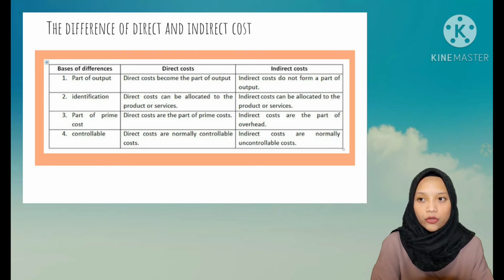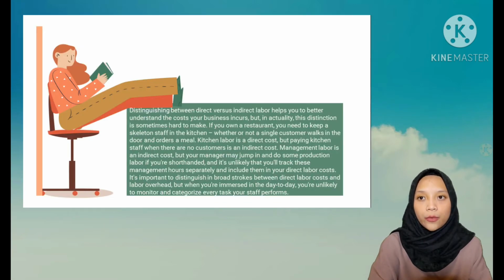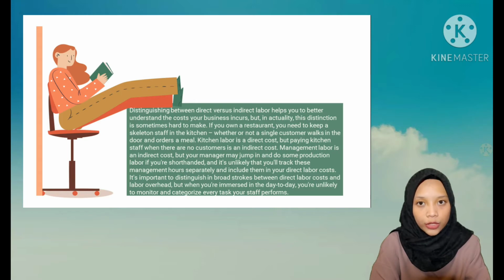And the last one is controllable. Direct costs are normally controllable costs, but indirect costs are not uncontrollable costs. Distinguishing between direct costs and indirect costs helps us to better understand the costs our business incurs, but actually this distinction is sometimes hard to make.